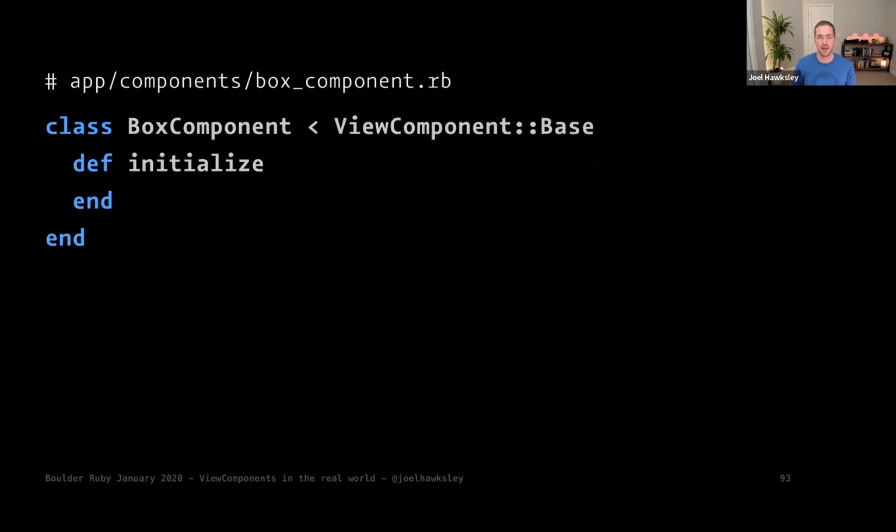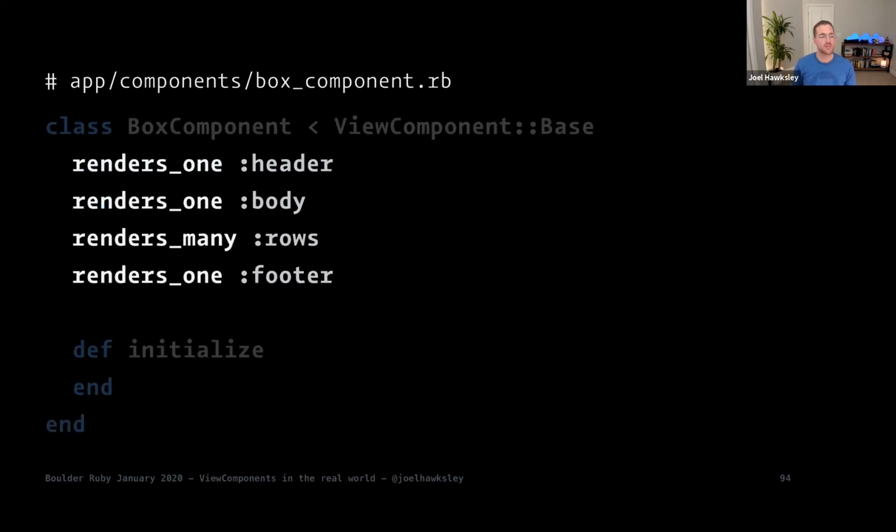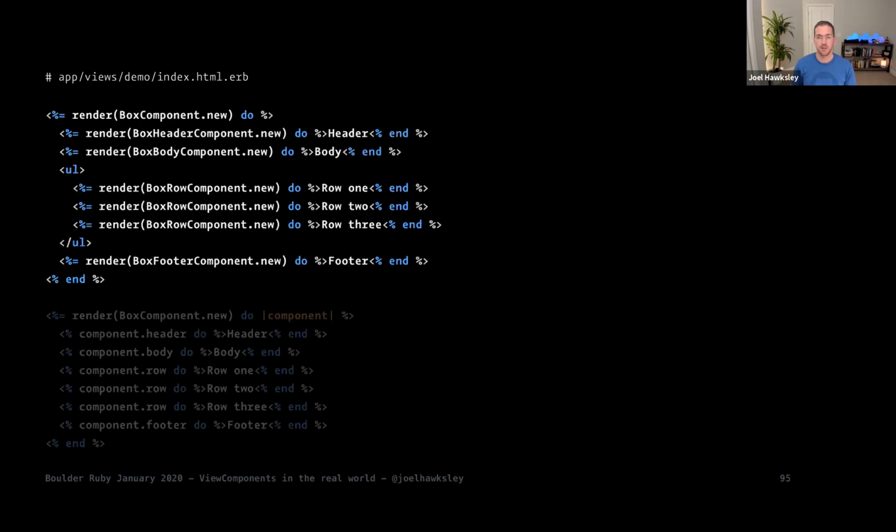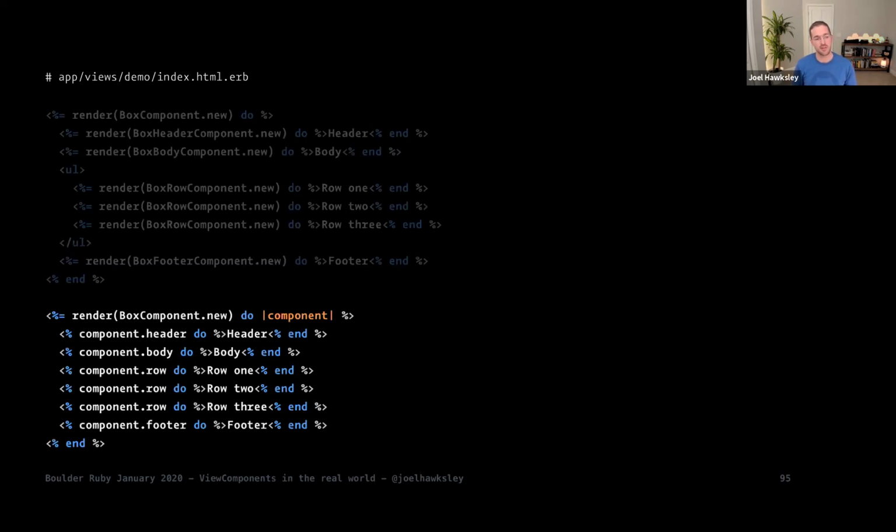So if we go back to that component, we can declare slots for each of these sections of the component. We can say that this component renders one header, renders one body, renders many rows because it's a list of them, and renders one footer. So in the template that renders the component, we can then refactor it to use slots instead of separate components. And this is what the syntax looks like.